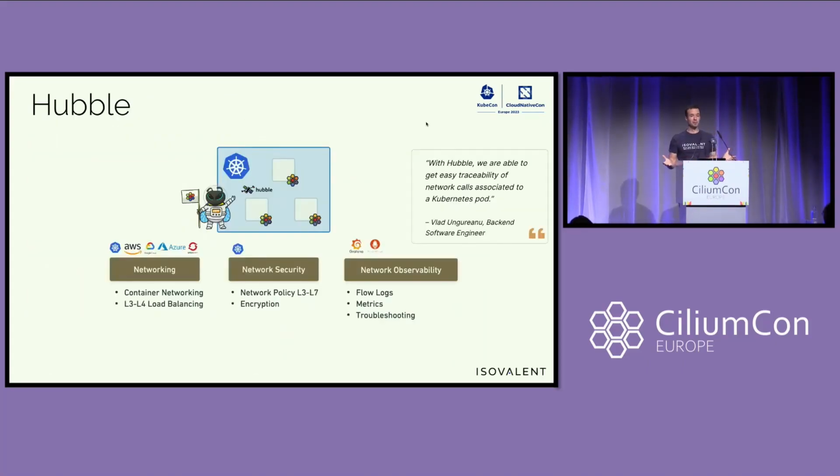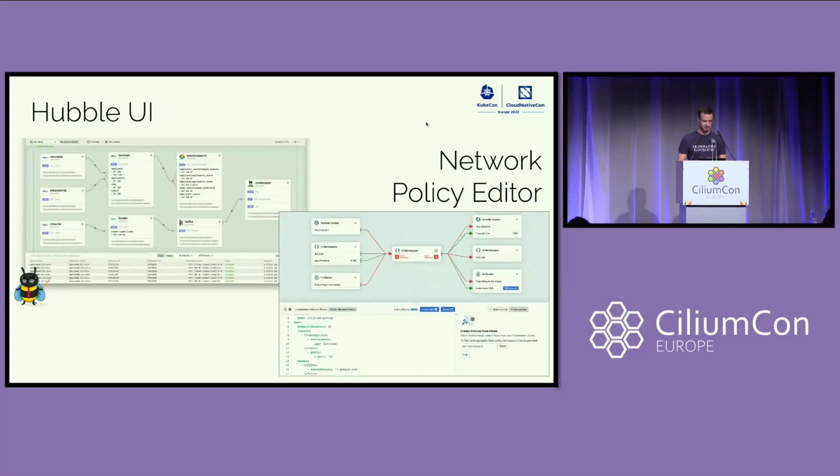I mentioned observability. So the next big feature we added is Hubble, which brings observability functionality into Cilium. So we gained flow logs, metrics, and troubleshooting capabilities. With Hubble, of course, we gained Hubble UI, the graphical visualization of Hubble, as well as the network policy editor to manage and visualize network policies and to actually maintain them.